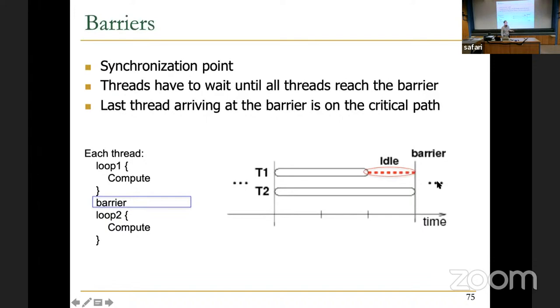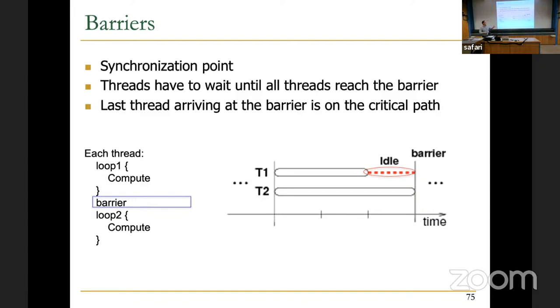So of course, this is a simple example, right? Two threads. Now imagine this being 10,000 threads, and you distributed work to 10,000 threads, and all of them are supposed to reach the barrier at some point, and they cannot continue computation unless they reach the barrier. And one thread is extremely fast for whatever reason, and one thread is extremely slow.